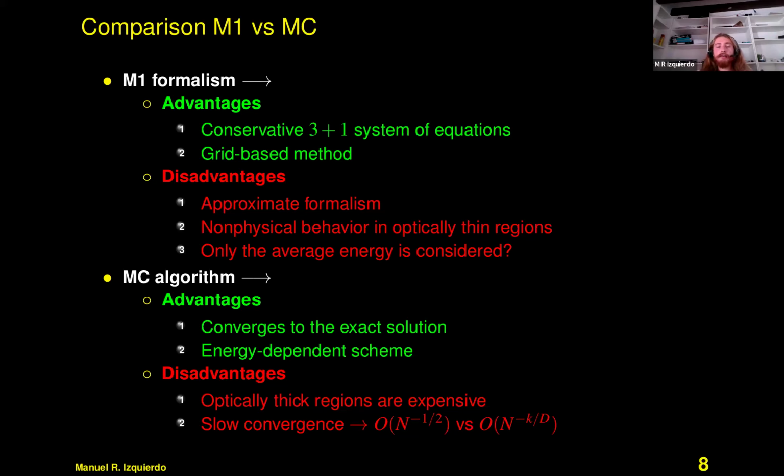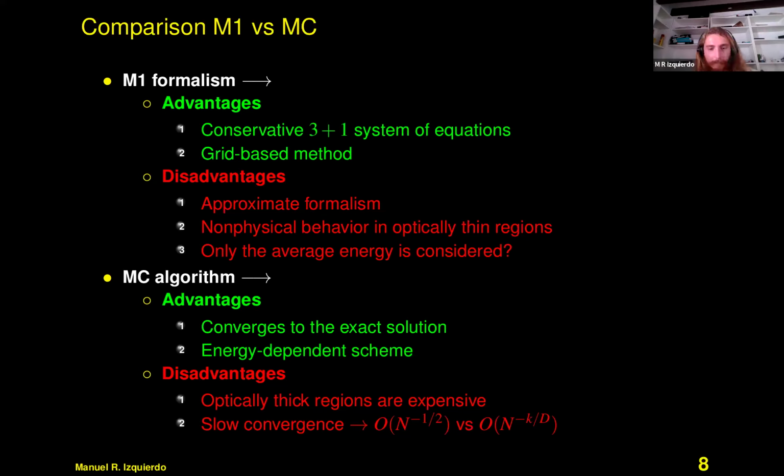And also, the majority of the people, including me, do this gray M1, in which they only consider an average energy of these neutrinos. And this makes calculations not so accurate. It's true that some people run multi-energy M1, and it works quite fine. But the only problem is that it's in principle more computationally expensive, so this is something we will try to avoid.